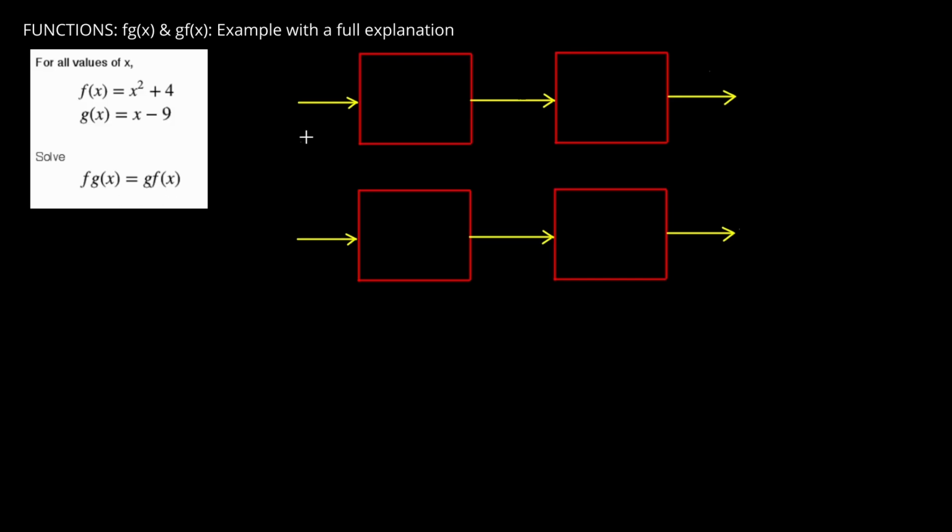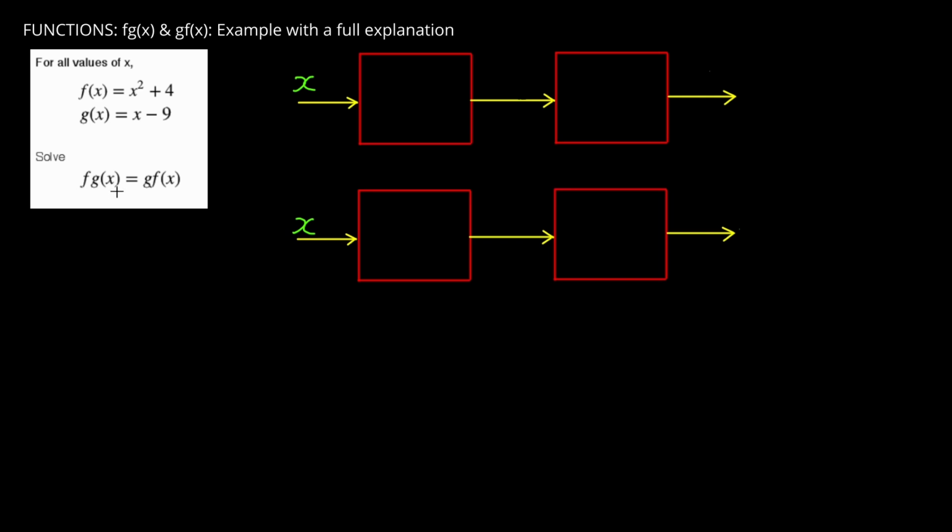And what I've done is I've set up a couple of flowcharts. And the flowcharts represent the left-hand side and the right-hand side of the equation we're going to be solving. And we're going to work out what happens to a common input of x to both these setups. So let's consider the left-hand side of the equation first.